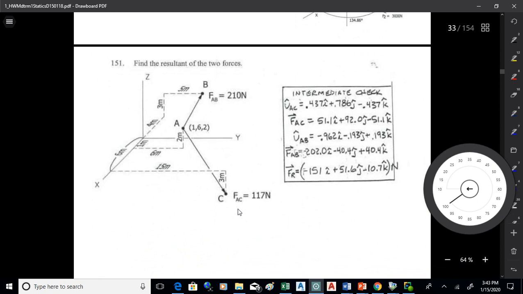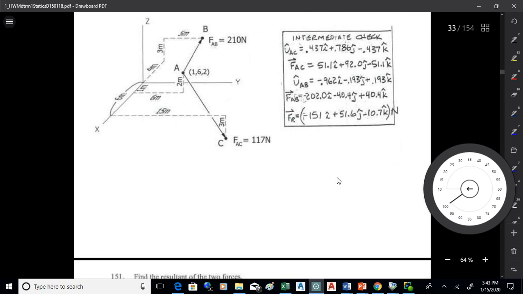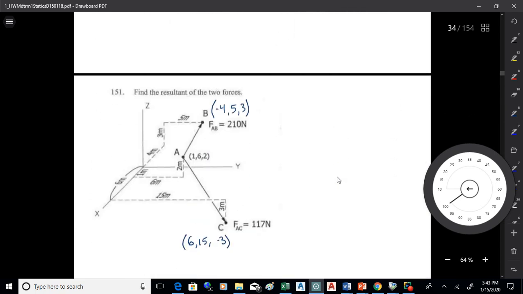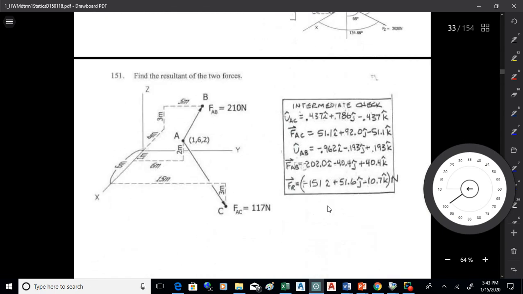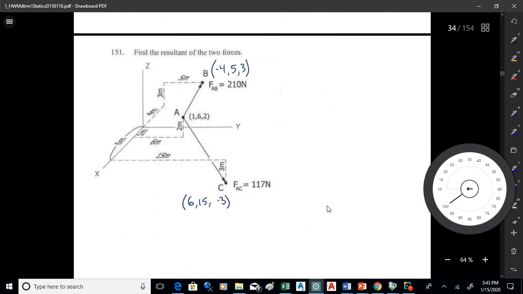Okay, the next one is 151. Do we got any questions on that? This is using position vectors, this one. It's just like the truck example we did in class, right? Yeah, right. And do your A to B and your A to C, and then do stuff to that.